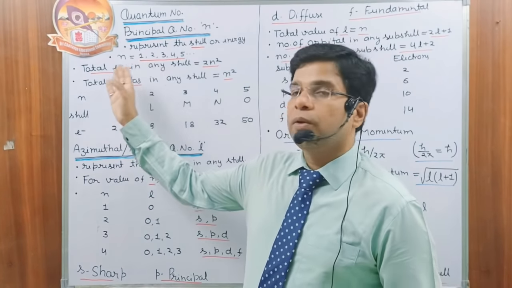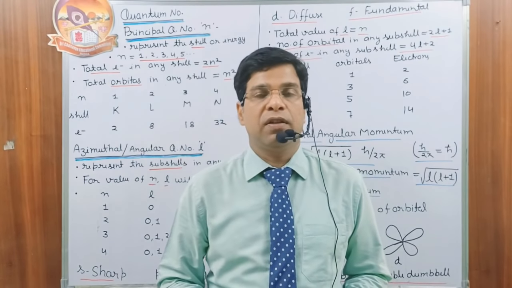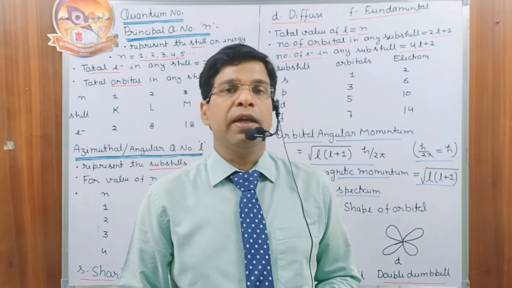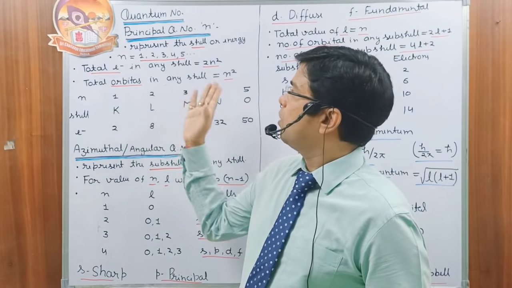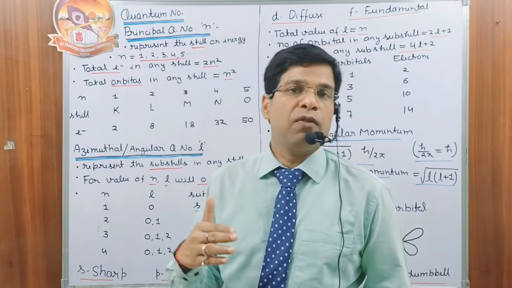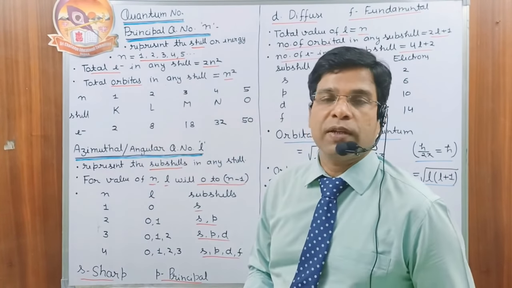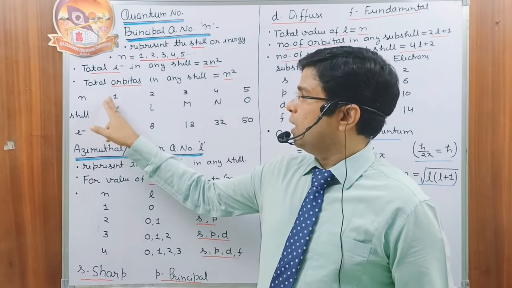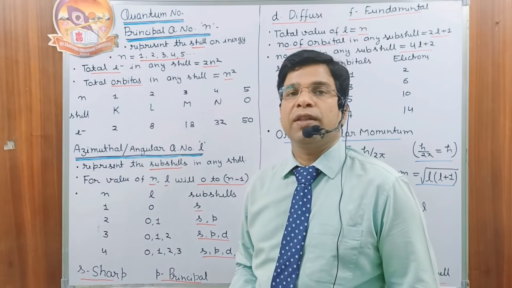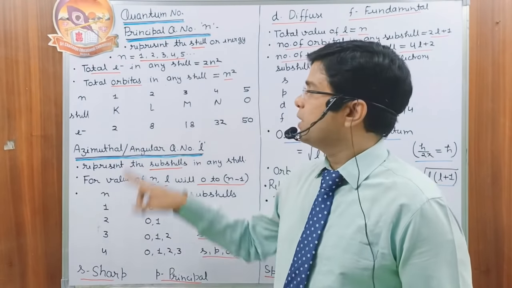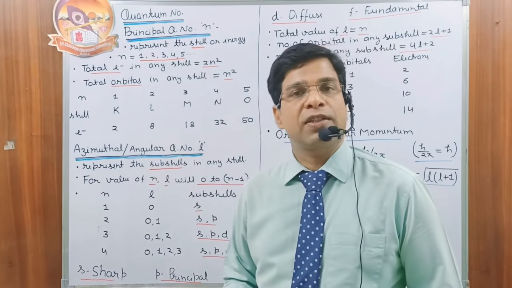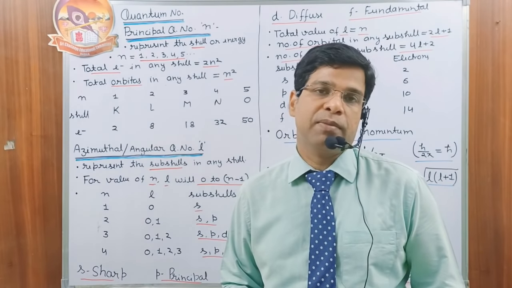The total number of electrons in any shell is always given by 2n squared. If the number of electrons in a shell is 2n squared, then the total number of orbitals in any shell is n squared. When n is equal to 1, this shell is called the K shell, and the number of electrons in the K shell is 2. If n is equal to 2, it is called the L shell, and the number of electrons for the L shell is 8. In the second shell we have a maximum of 8 electrons.